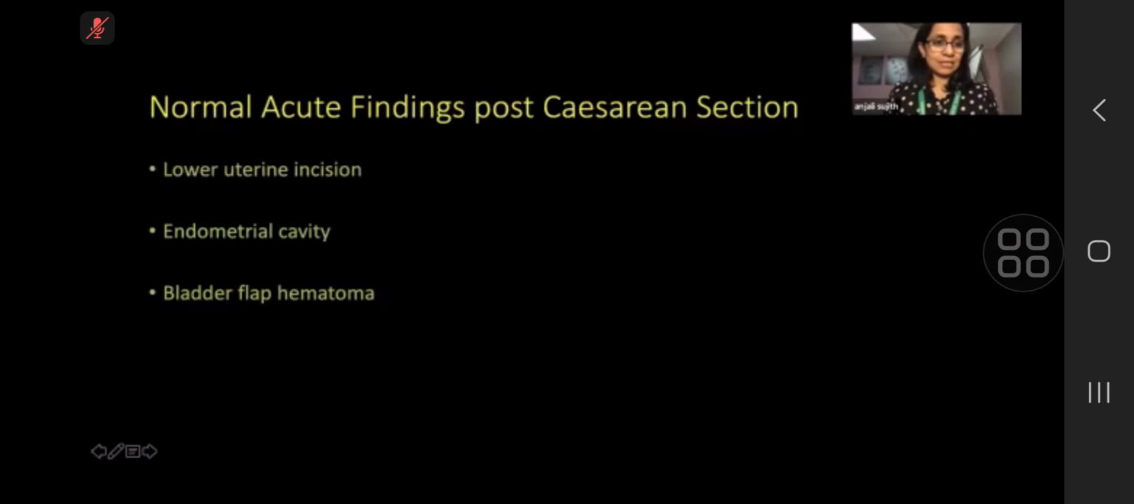The next few images are for us to familiarize ourselves with how a normal post-cesarean section uterus looks. It's not uncommon for an acute abdomen post C-section to land on your CT urgent list. So it's important to be familiar with the normal findings of a post C-section abdomen. That mainly involves the lower uterine incision, the endometrial cavity, and what is called the bladder flap hematoma.